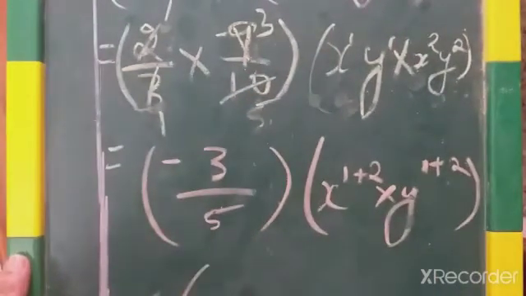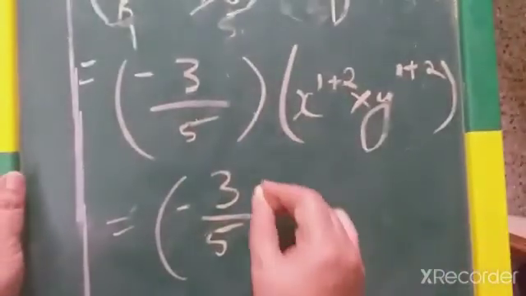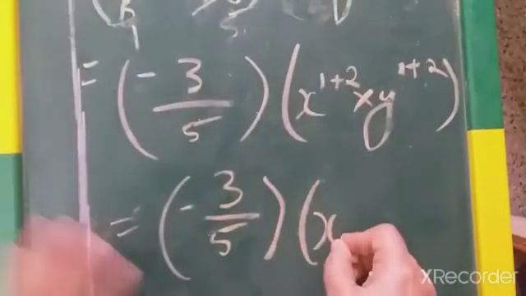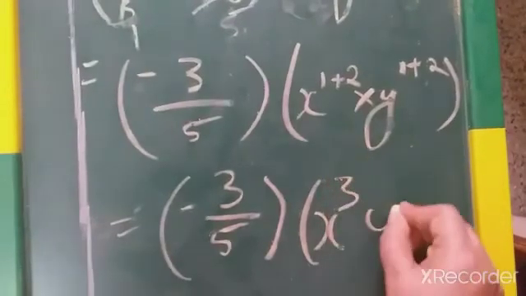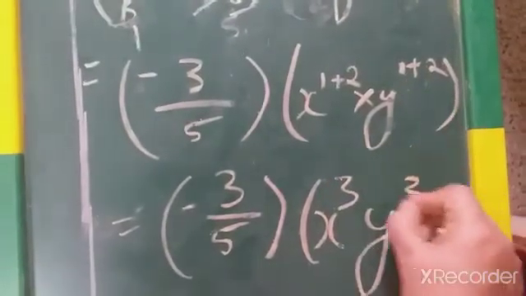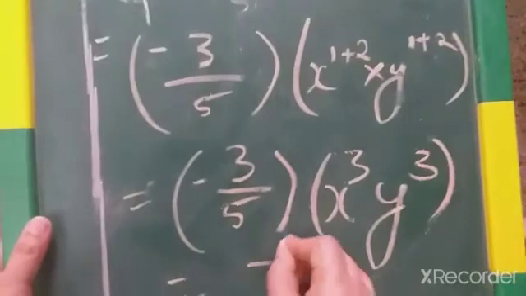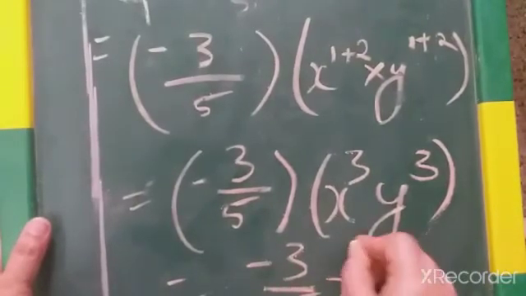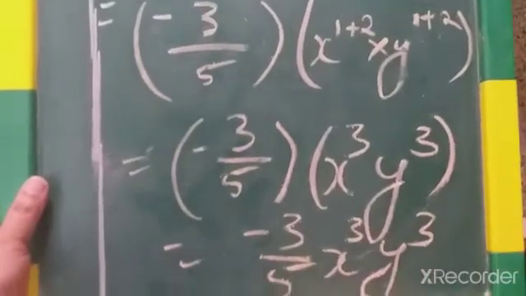So the answer is minus 3 by 5 x to the power 1 plus 2, which is 3, and y to the power 1 plus 2, which is 3. Answer is minus 3 by 5 x cube y cube.